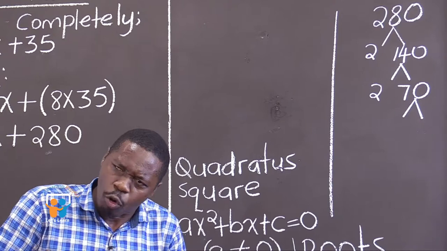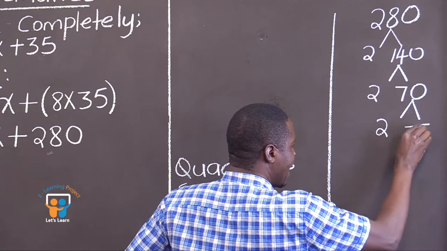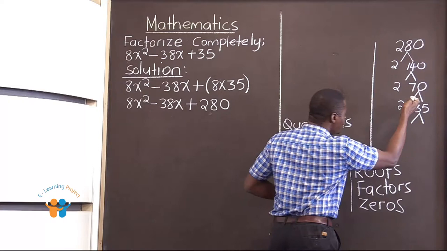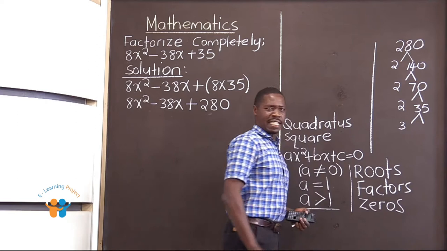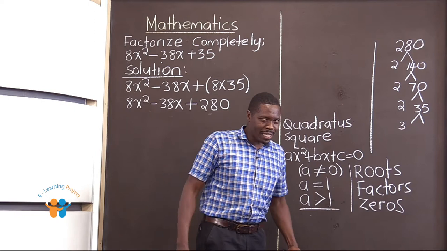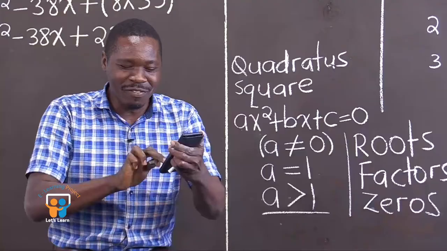By 2 again, what do you get? A 35. Someone is again saying by 2. Of course, you cannot divide. When you divide 35 by 2, you'll have a remainder. We want to divide so that we don't remain with the remainder. So we are going to use 3. Now, some are getting stuck here. How do we use 3? Can we really use 3? If you're not sure, go to your calculator, 35 divided by 3.